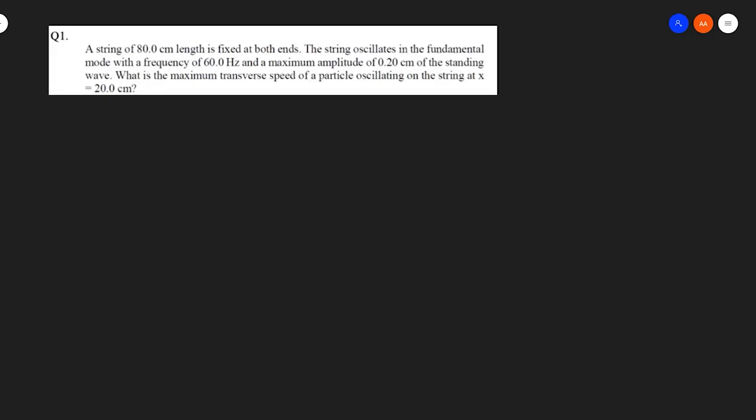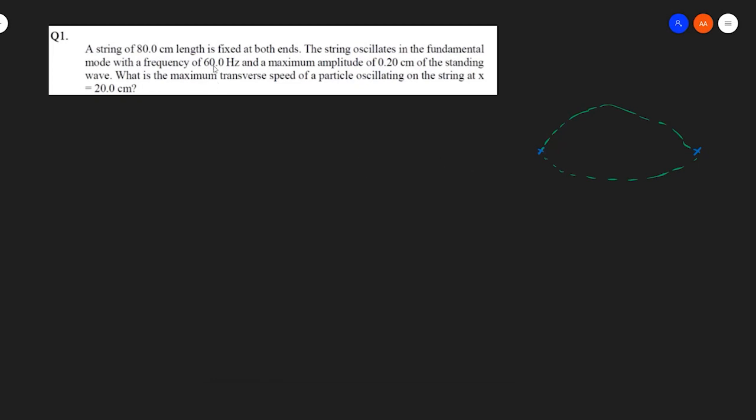In the second problem, we have a string of 80 centimeter length. It is fixed at both ends, so we have an end here and another end here. The string oscillates in the fundamental mode with a frequency of 60 Hertz and a maximum amplitude of 0.20 centimeter of the standing wave. The fundamental is something like this. It oscillates between these positions here.